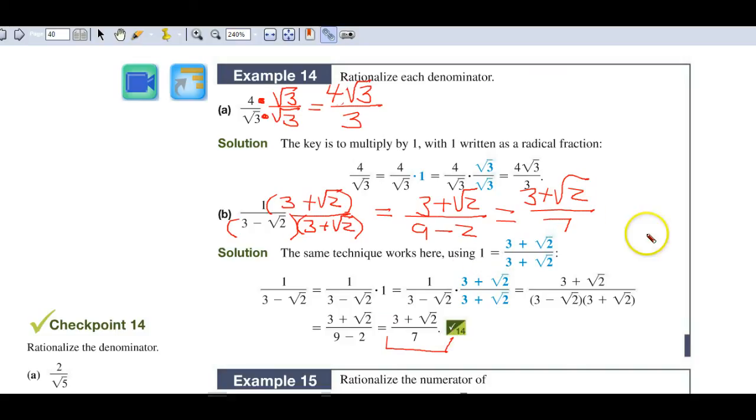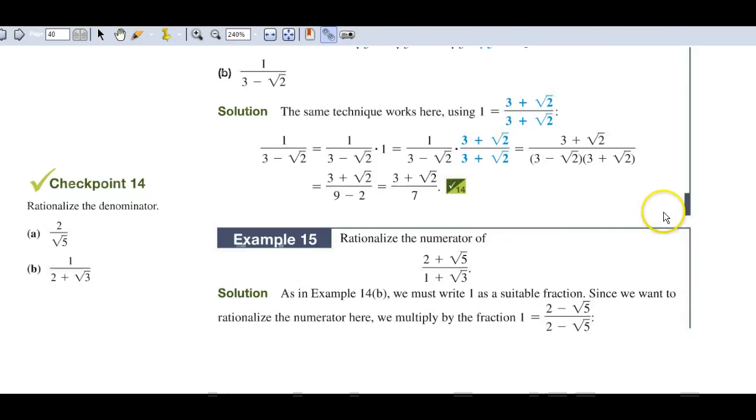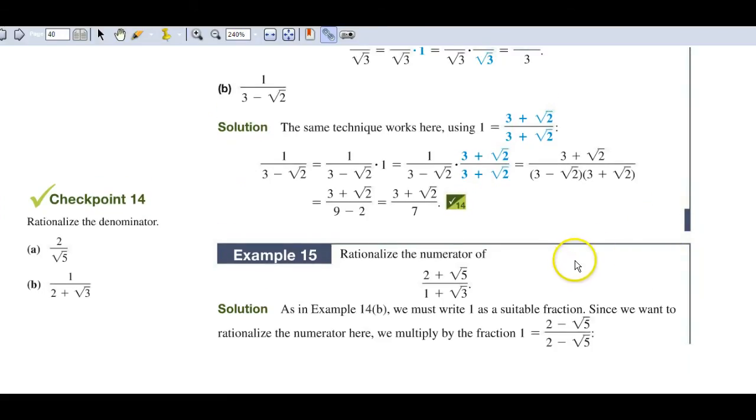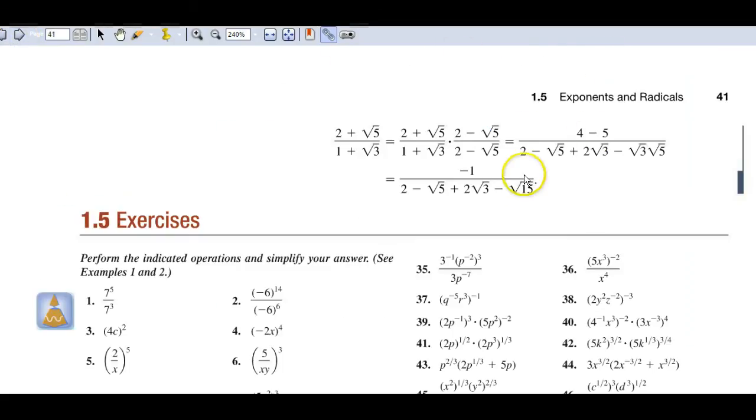Wow. Now when we're asked to rationalize the numerator, it's the very same process, but now we have to have a 1 for our numerator that will be its conjugate, and they're showing that there. And then they show the work where we FOIL our denominator and our numerator now becomes rationalized.